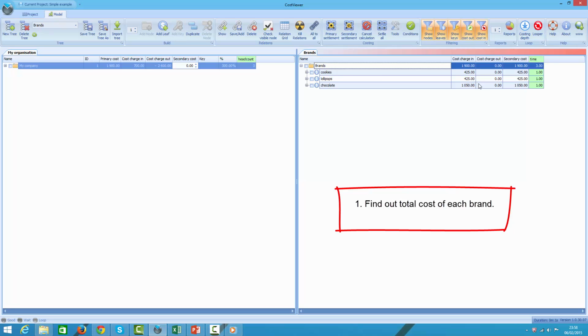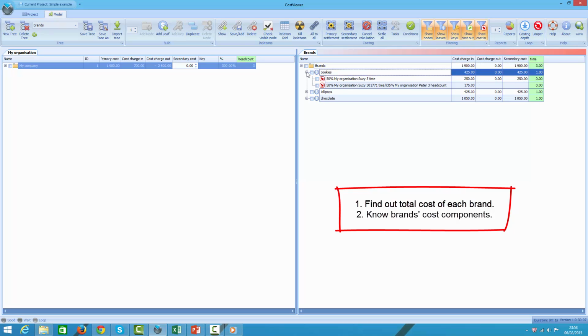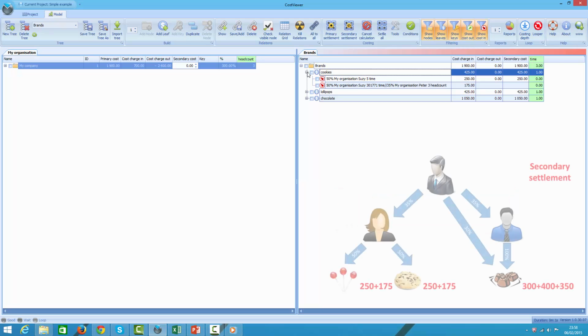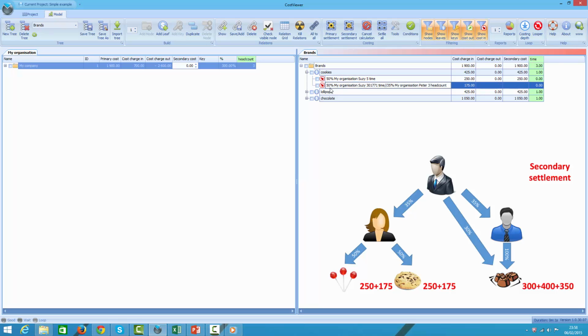To answer our second question, we need to expand the nodes. Let's take a look at the cookies brand first. Total cost consists of 50% of Susie's cost and something else. The second item represents 35% of Peter's cost that was in the first instance charged out to Susie, and following that only half of it was charged to the cookies brand.